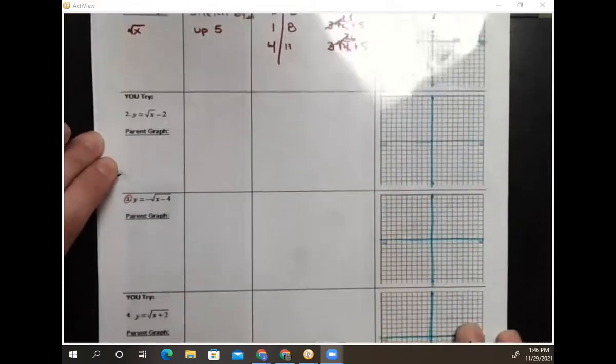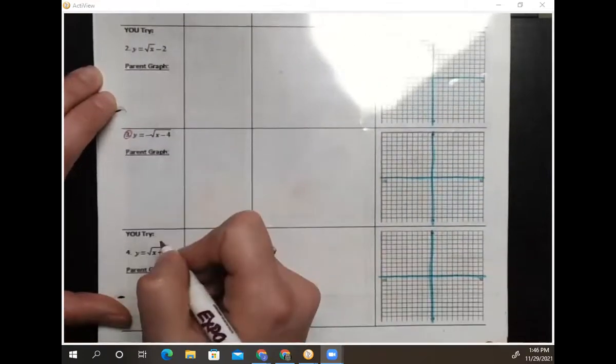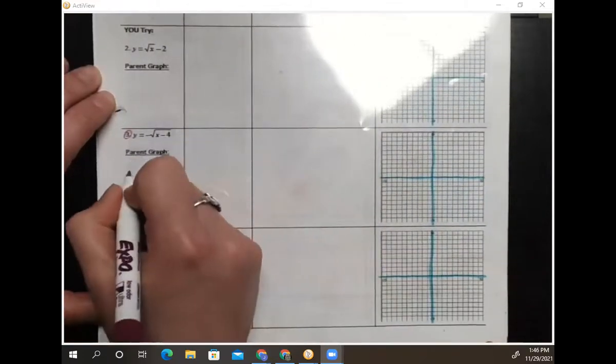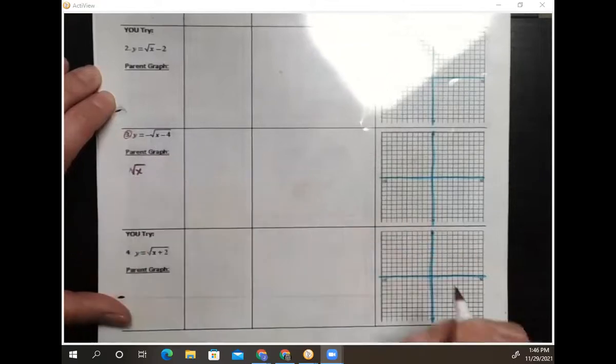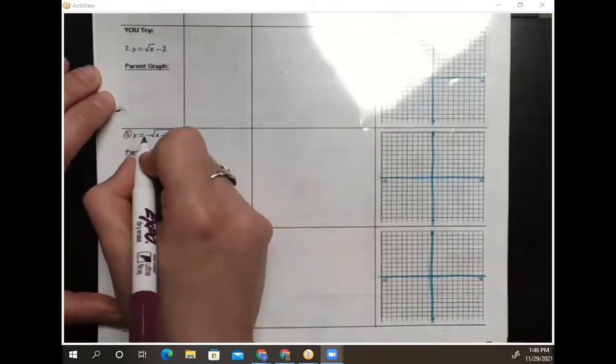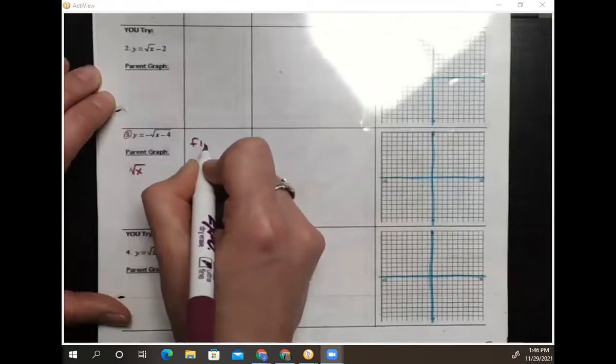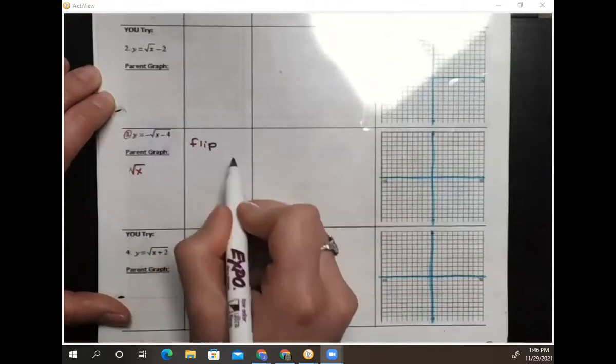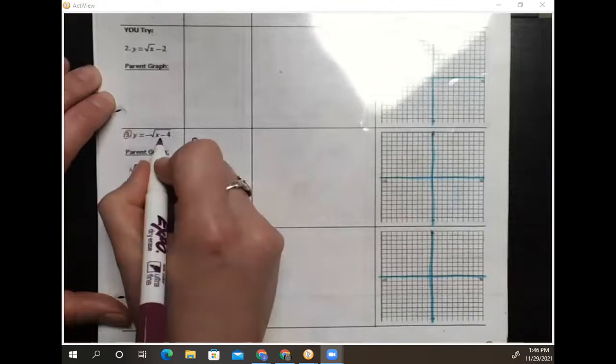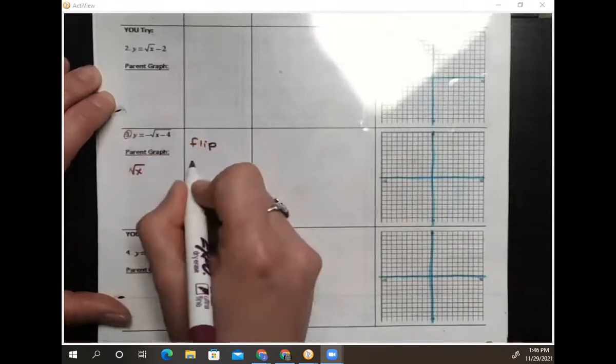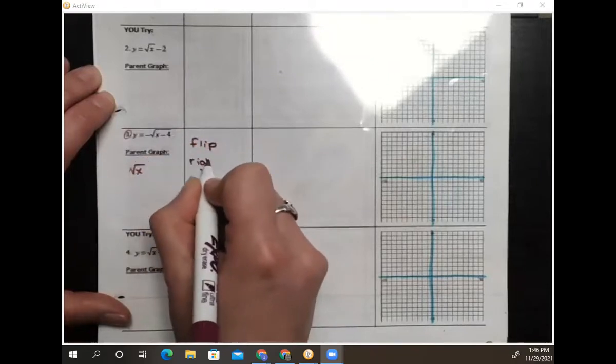Let's hop down to number 3. Again, this is a square root, so our parent graph would be the square root of x. The negative in front is going to flip our graph. We'll be flipping over a horizontal axis. And then the -4 underneath tells me I'm going to move to the right 4.